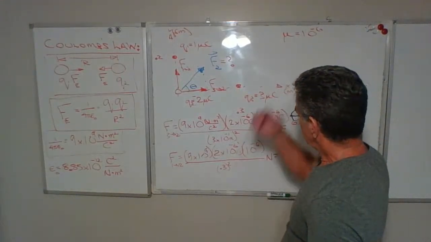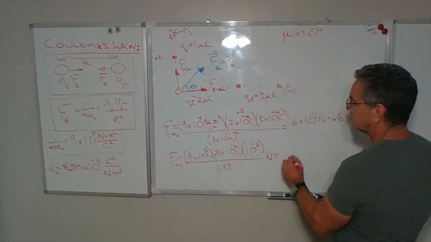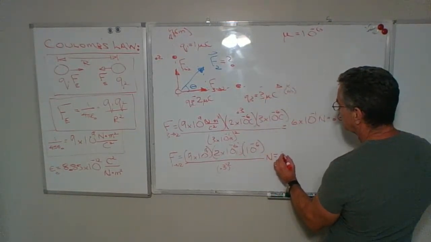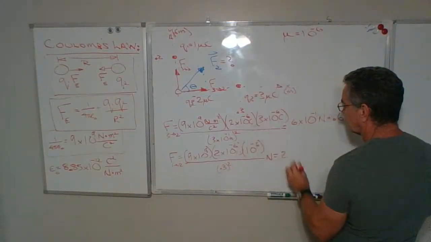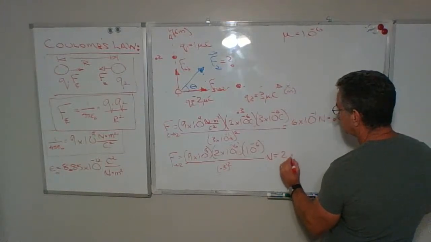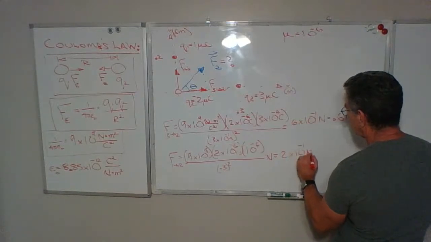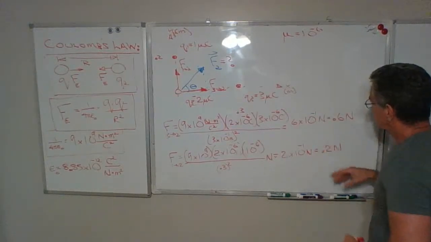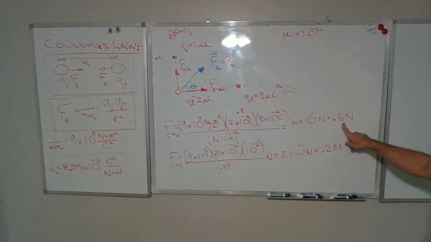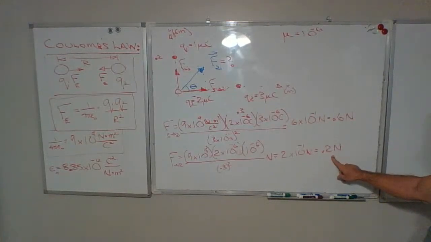So now, once again, the 9 goes away. All the powers are the same. So we end up with 2, because it's 2 times 1 instead of 2 times 3 like it was up here. 2 times 10 to the minus 1 newtons. So that's equal to 0.2 newtons. So you've got a force pulling Q2 to the right of 0.6 newtons. You've got a force pulling upward on Q2 of 0.2 newtons.